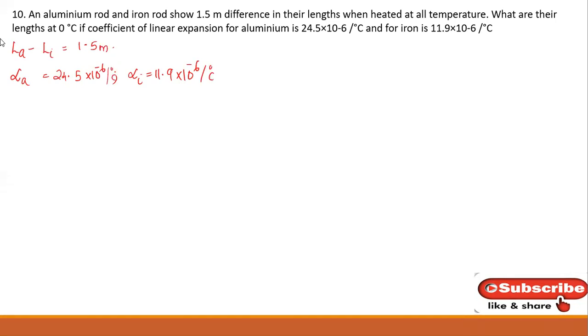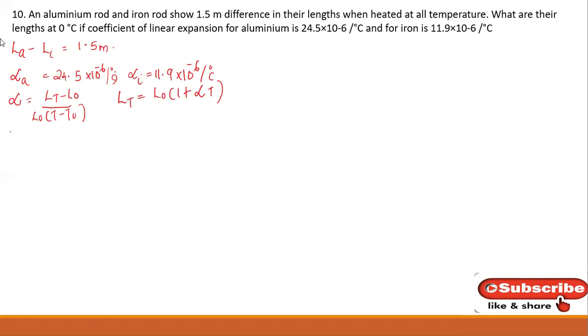We know that the formula for the linear coefficient of expansion is alpha is equal to LT minus L0, where L0 means length at 0 degrees Celsius and LT is the length at T degrees Celsius, divided by L0 into T minus T0. On rearranging, we will get LT is equal to L0 into 1 plus alpha T. This is the formula we have to use here.